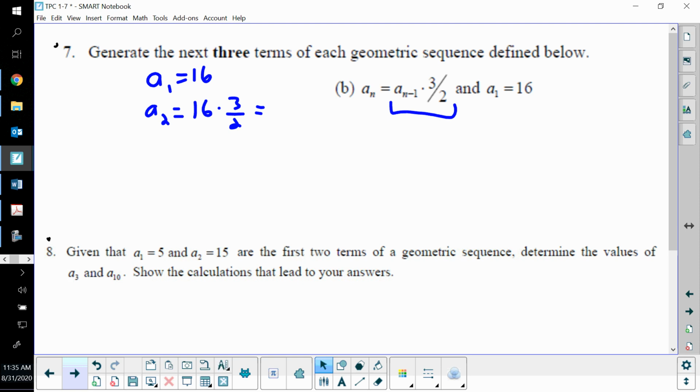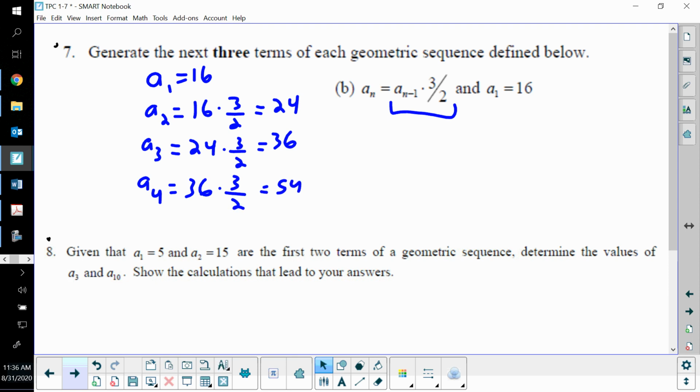16 divided by 2 is 8. 8 times 3 is just 24. And if you're not sure of that, you can just put it in the calculator. We'll do previous term times 3 halves again. Multiplying by 3 halves means divide it by 2 and multiply it by 3. 24 divided by 2 is 12. 12 times 3 is 36. And similar idea for the last one. Previous term is 36. Times the 3 halves would give us 54. So our answer would be those three values, because those are the three next terms.